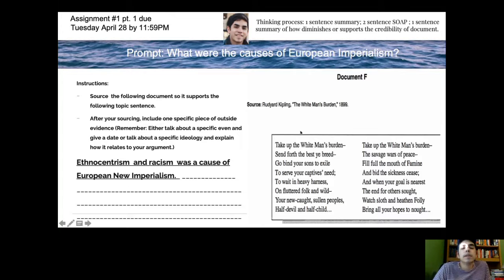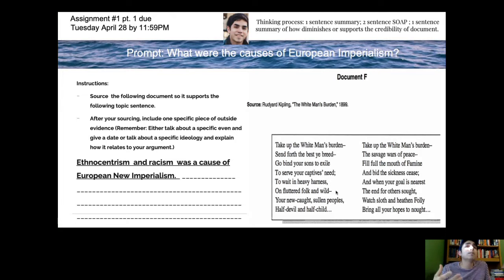You're going to read this document, source it. I would look at maybe the purpose or the audience of this document. I think you could definitely integrate it to support this topic sentence. We read The White Man's Burden, the poem, and we looked at not only that, we looked at kind of literary elements in The White Man's Burden, and I think that was really cool, and you guys were able to remember that. So please don't forget this.